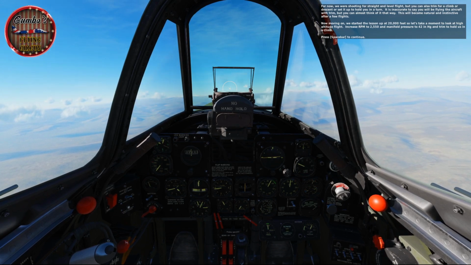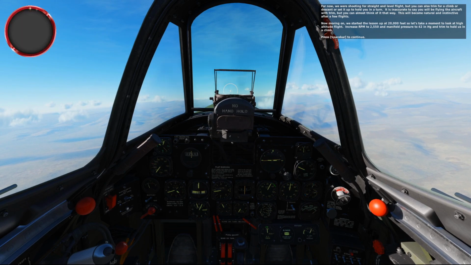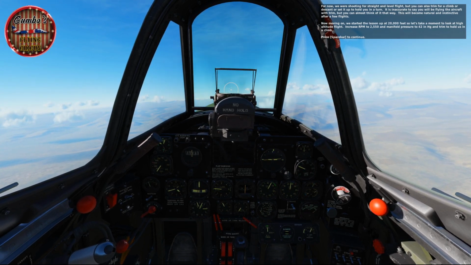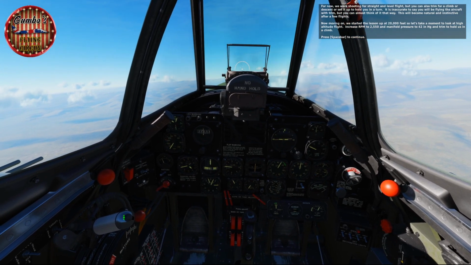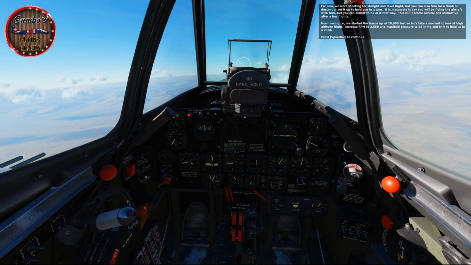Now, moving on, we started the lesson up at 20,000 feet, so let's take a moment to look at high altitude flight. Increase RPM to 2550 and manifold pressure to 42 inches of mercury, and trim to hold us in a climb. Press spacebar to continue.